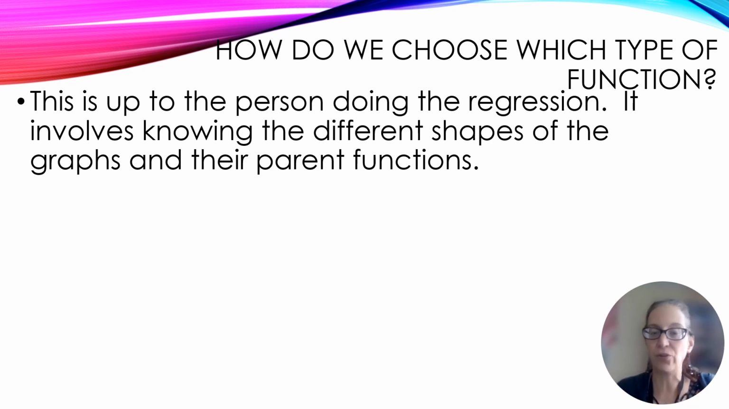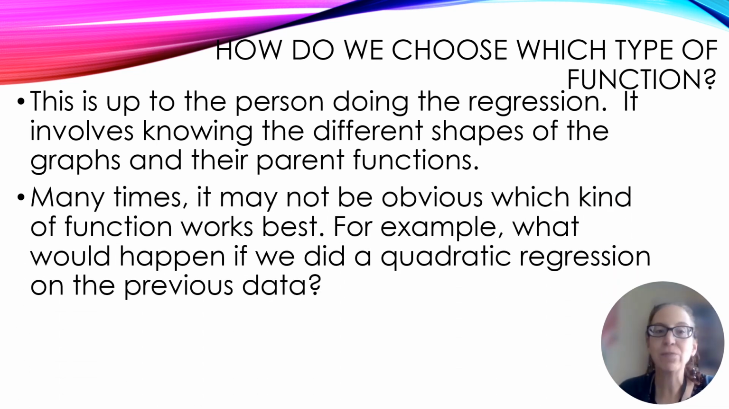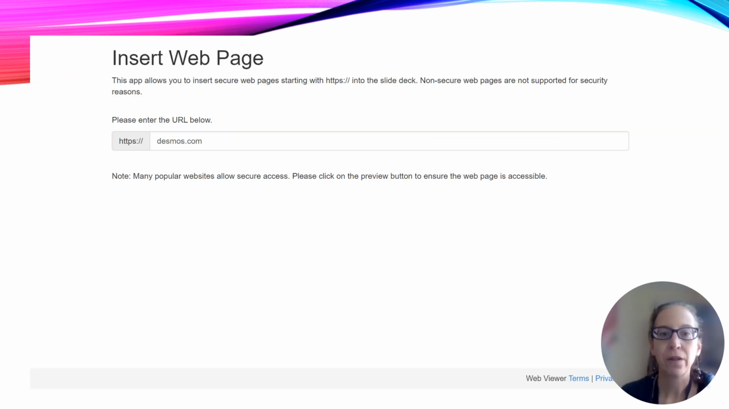I am going to do a regression with. Many times it may not be obvious if those points are kind of scattered apart, or maybe if they're not, it might still just not be obvious. Sometimes you can see that there is a curve, but you can't tell what kind of a curve it is. So many times it may not be obvious which kind of function works best. For example, what would happen if we did a quadratic regression on the previous data?